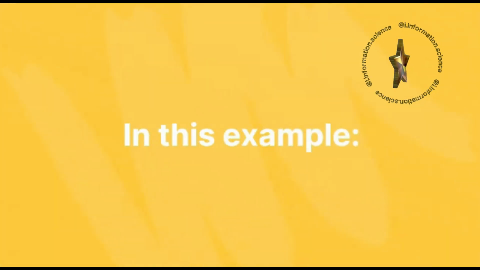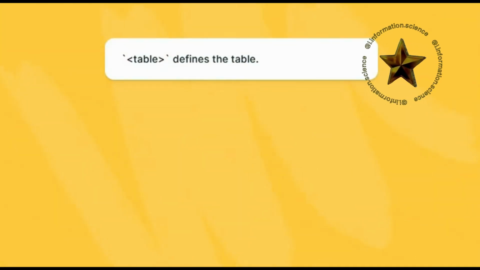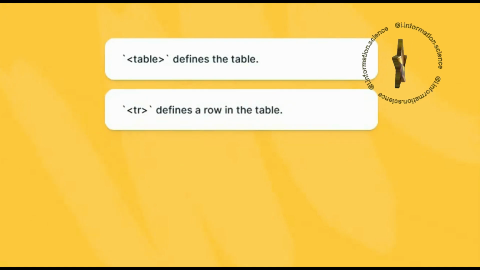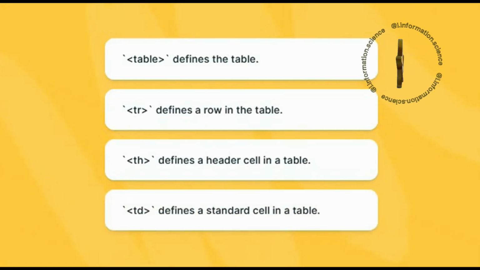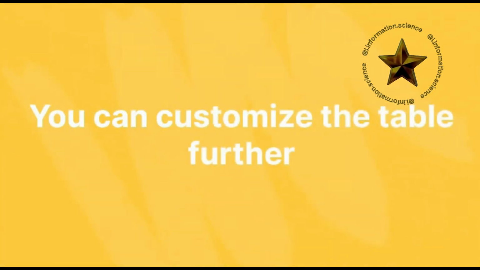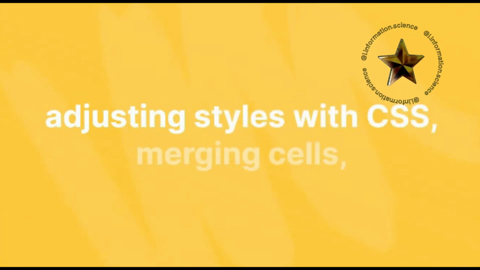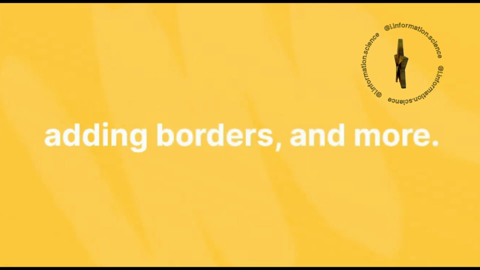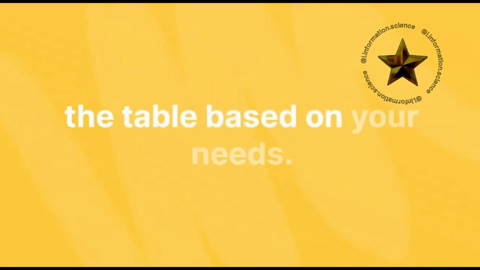In this example, table defines the table. tr defines a row in the table. th defines a header cell in a table. td defines a standard cell in a table. You can customize the table further by adding more rows and cells, adjusting styles with CSS, merging cells, adding borders, and more. Feel free to experiment and enhance the table based on your needs.